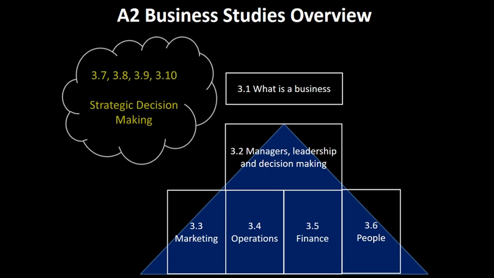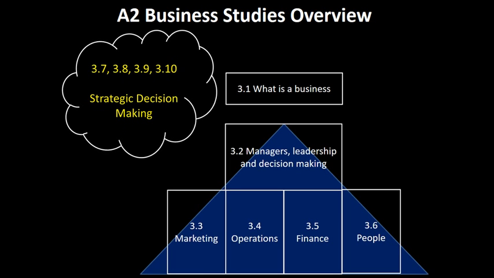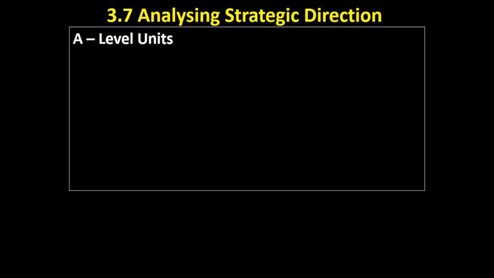Now, when we're talking about strategic decision making, we're looking far more at the internal workings of the management of a business. Strategy happens at the top of the business, and the strategy feeds down into these different functional areas. We'll have a look at that in detail and how that happens throughout this A2 Business Studies course.